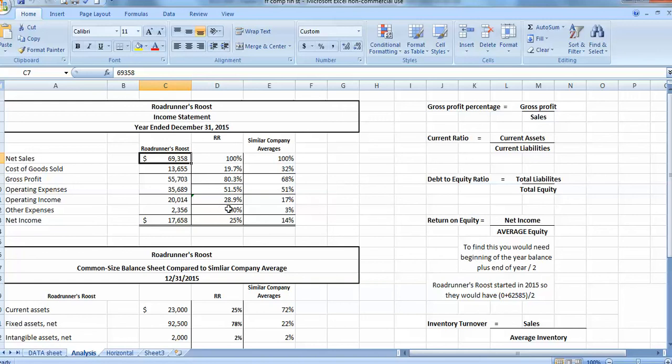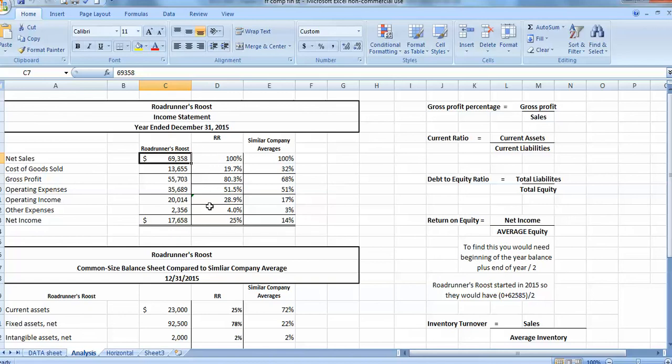We have some other expenses. This could be for some things like interest and other items. 4 cents of every dollar in sales went to cover other expenses. And at the end of the day, the 17,658 divided into the 69,358 left us with a 25% net income amount, or 25 cents of every dollar in sales was what we had in profit.